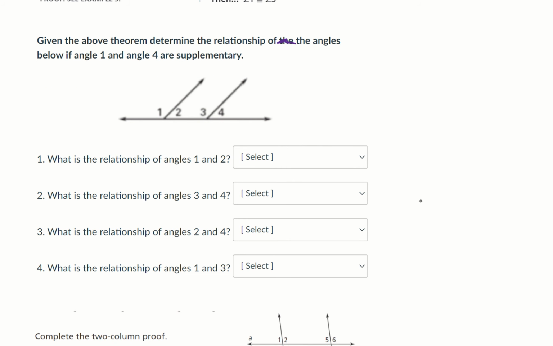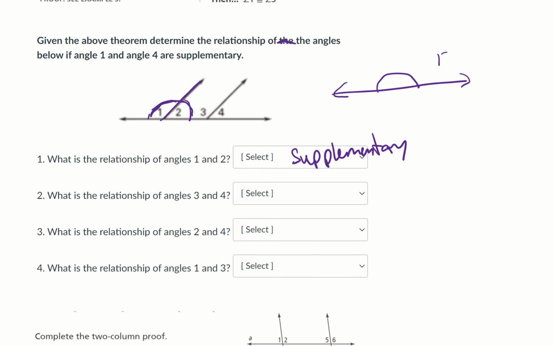Well, in this case, they're talking about angle 1 and angle 2. We know that angle 1 and angle 2 form 180. It's called a linear pair because they share a side, this side right here, and they add up to 180, which means that they are supplementary. Remember that a straight line has an angle of 180. We call this a straight angle. If I cut it like I did here with angle 1 and angle 2, they add up to 180 if you put them together.